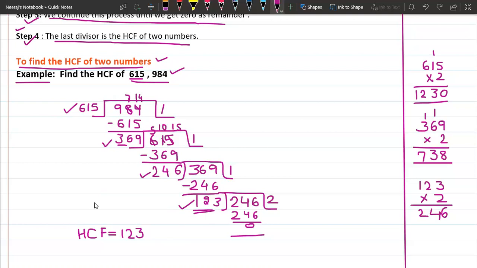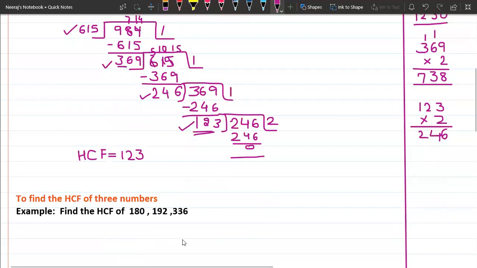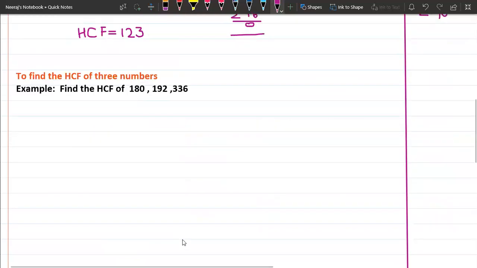So what does it mean? Highest common factor is 123. So 615 and 984 are divisible by 123 exactly, and you will get the remainder 0. This is the way to find the HCF of two numbers. So let's learn one more concept, how to find the HCF of three numbers.